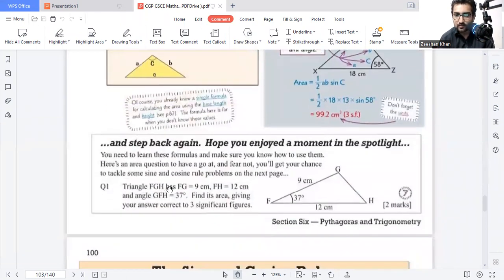Okay, and this is the practice question. I will explain this question, but try to practice it yourself. And if you have a problem, you can send me a message. So in this triangle, you can see FG is given, which is 9 centimeter, and FH is given, which is 12 centimeter. And the angle between them is given. Really simple. Use that formula, substitute the values in it, and find the area.